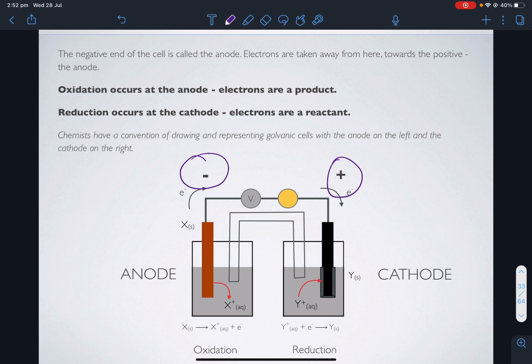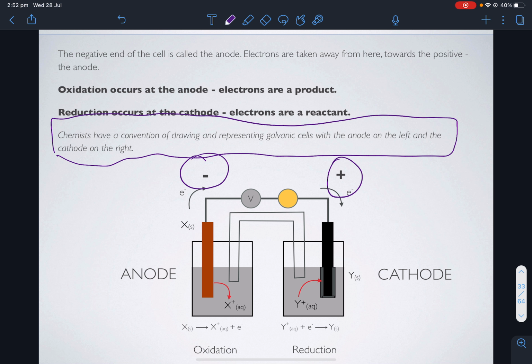Us chemists, we've got a good system for this one. When we draw galvanic cells, we always, by convention, put the anode on the left and the cathode on the right. You can't always presume, if you get a problem in an exam, that it's going to be around the right way, but generally when you write your answers, please put the anode on the left and the cathode on the right. It's like a convention, like we write from left to right.